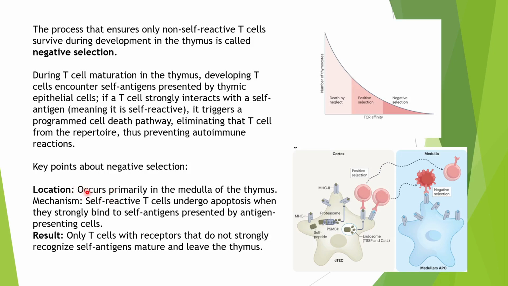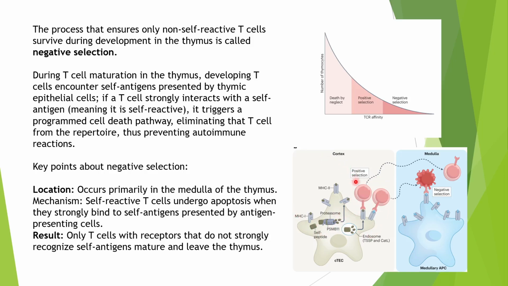So your negative selection occurs primarily in the medulla of the thymus. The mechanism is that self-reactive T cells undergo apoptosis when they strongly bind to self-antigens presented by the antigen presenting cells. Result: only T cells with receptors that do not strongly recognize self-antigens mature and leave the thymus. So this is how your mature T cells are now eligible to travel throughout your body and detect and protect your body.